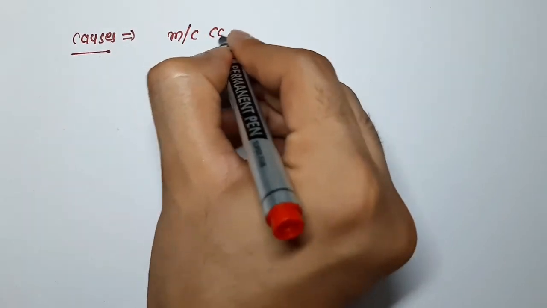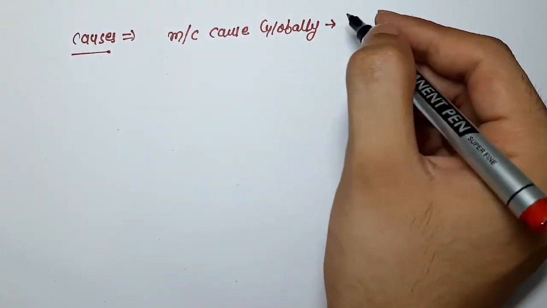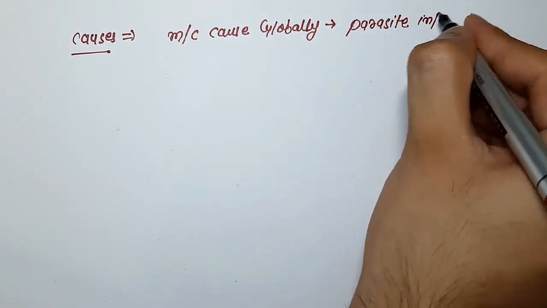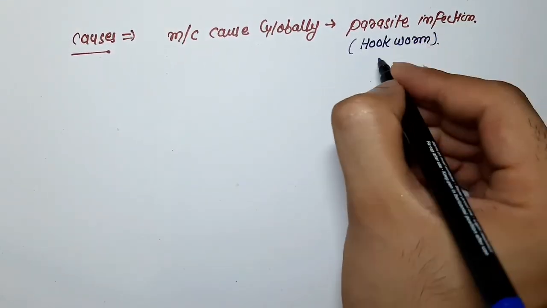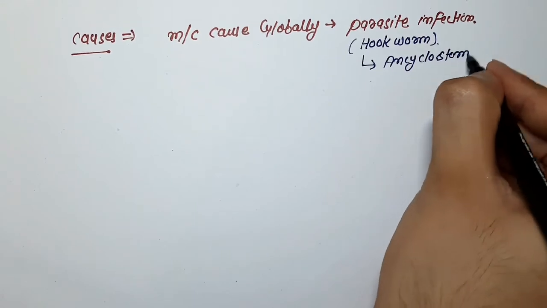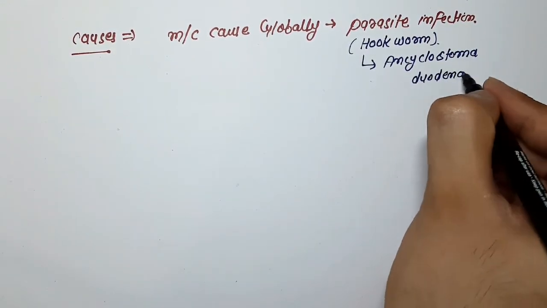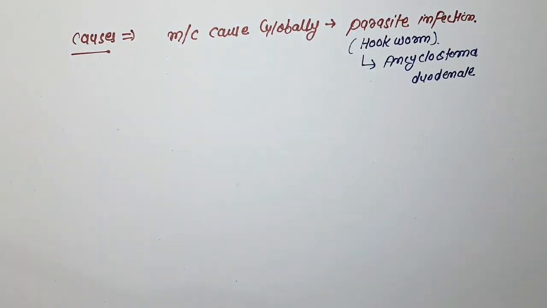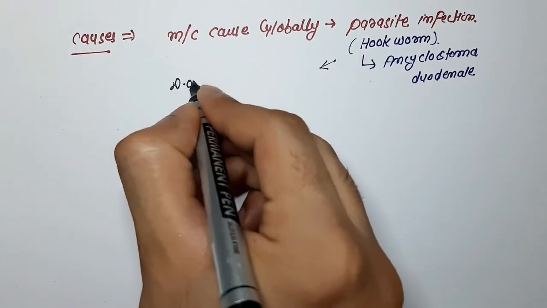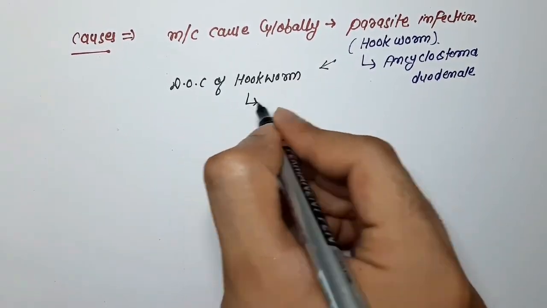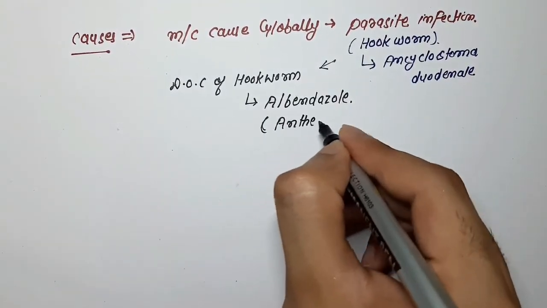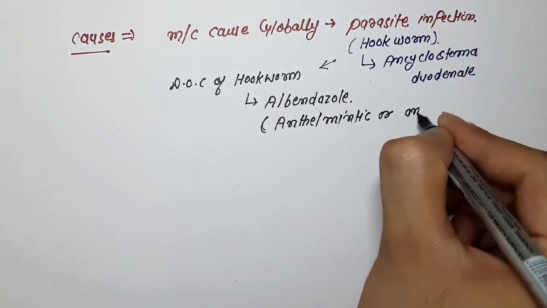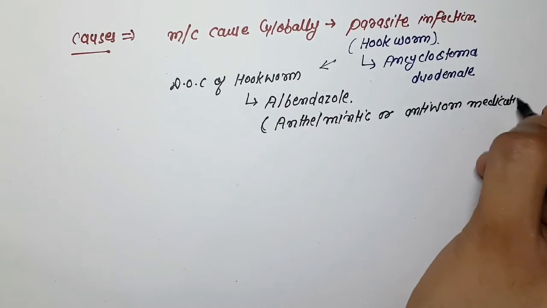Now moving to the causes of iron deficiency anemia. The most common cause globally is parasitic infection, hookworm infection. The other name of hookworm is Ancylostoma duodenale. The DOC of parasitic infection or Ancylostoma duodenale infection is albendazole. It is an anthelmintic or anti-worm medication.